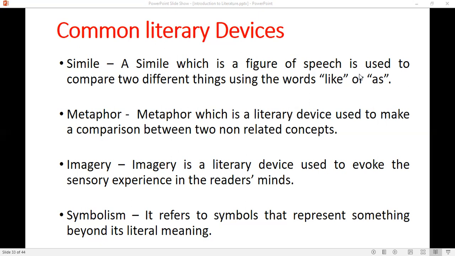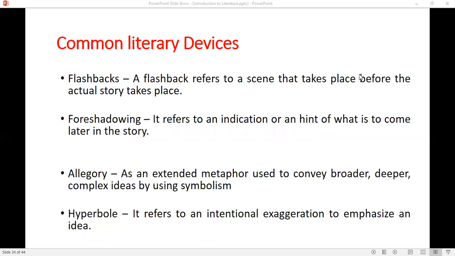Similarly, the writers use various symbols to convey their meaning. They use persons, objects, places, and abstract concepts as symbols in literary text. Flashbacks. A flashback refers to a scene that takes place before the actual story takes place. We often see this technique in movies.